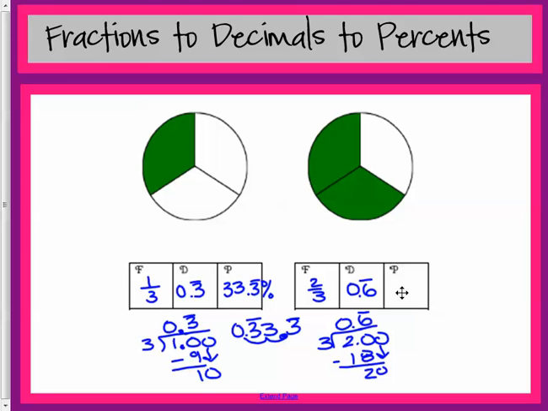You have a calculator, so if you take 1 divided by 3, you'll get a repeating 3, and then multiply that by 100, and you see 33.3 repeating percent.